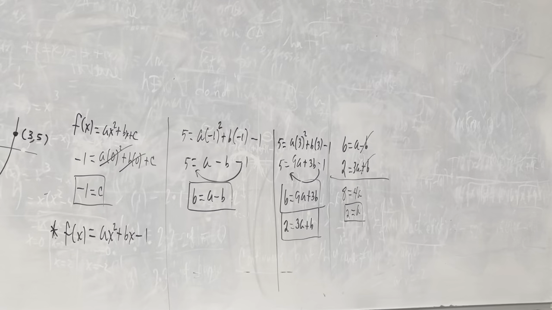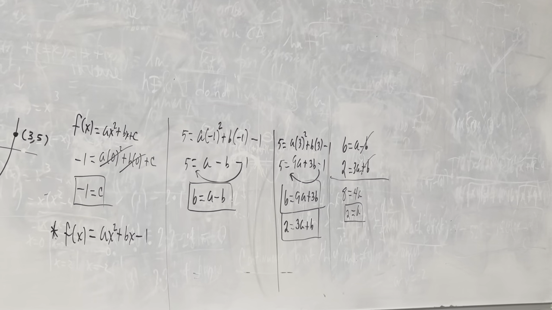Now I know what a is. I know what c is. Only one left is b. Does anyone have an idea how to find b?